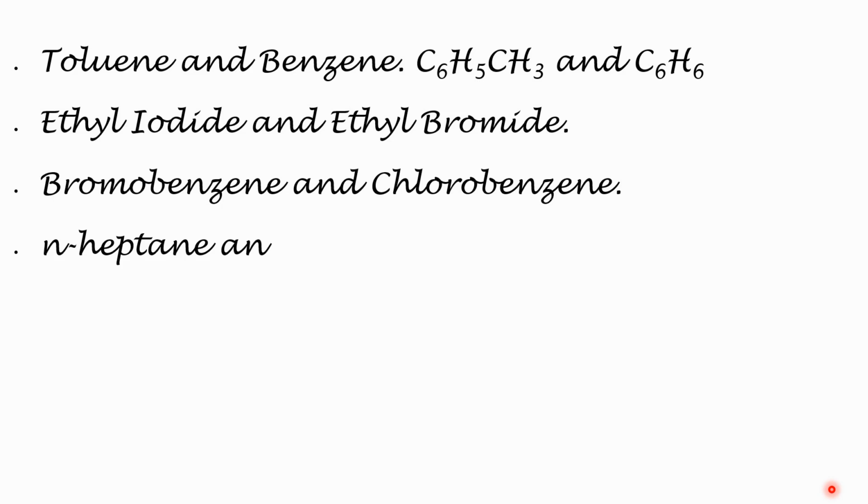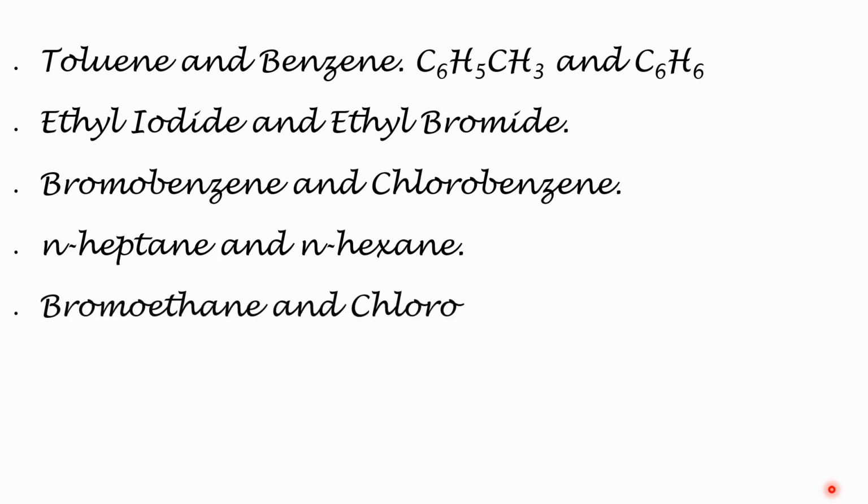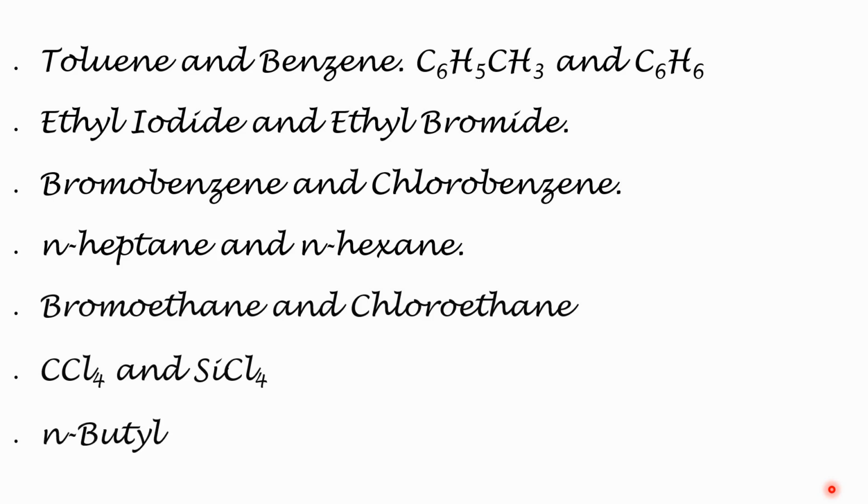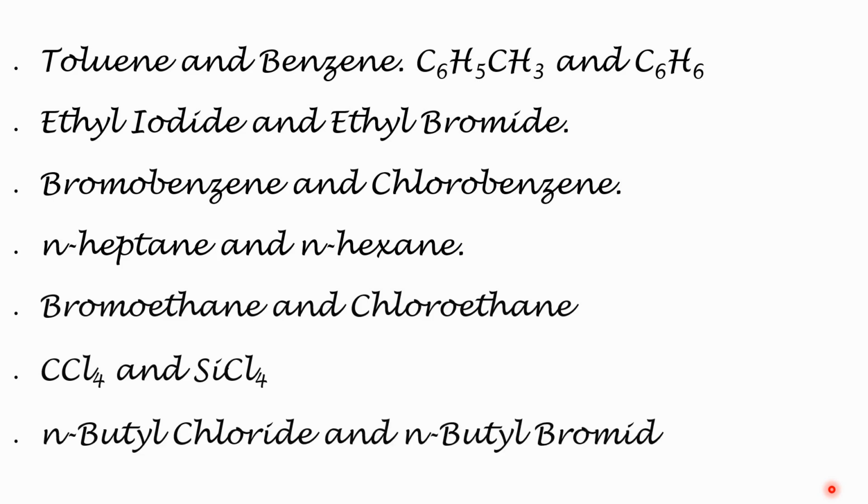Then you have n-heptane and n-hexane. Both are hydrocarbons. Heptane contains 7 and hexane contains 6 carbon atoms. Bromoethane and chloroethane are derivatives of ethane. One is the bromo derivative, the other is the chloro derivative. Then carbon tetrachloride and silicon tetrachloride. And one more example is n-butyl chloride and n-butyl bromide.